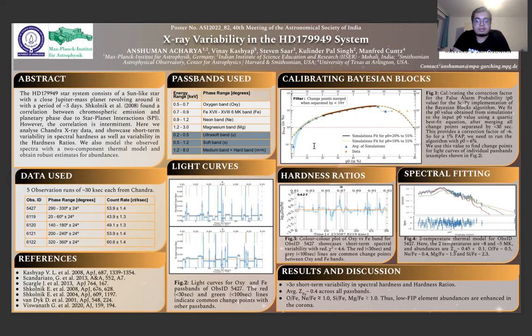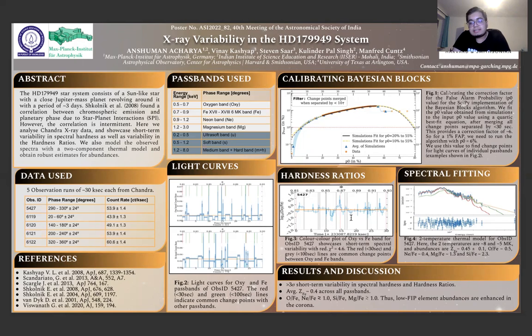This is what we use for finding the light curves for each of the passbands. For example, for the first observation run, for the oxygen passband, we get this light curve, and for the iron passband, we get this. Here we see that there are a lot of different bins of different sizes, which itself is indicative of variability in spectral hardness.